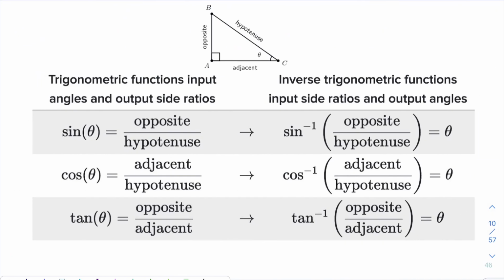Right triangle trig allows us to solve for side lengths, right? For trig functions, the input is the angle, the output is the side length. It's the side ratio. So you can solve for side lengths with right triangle trig. With inverse right triangle trig, it's flipped, right? We know from unit 1 that with inverses, input and output are flipped. So inverse trig functions, we input the side lengths, the side ratio, and our output is the angle. So we use inverse trig to solve for angles.